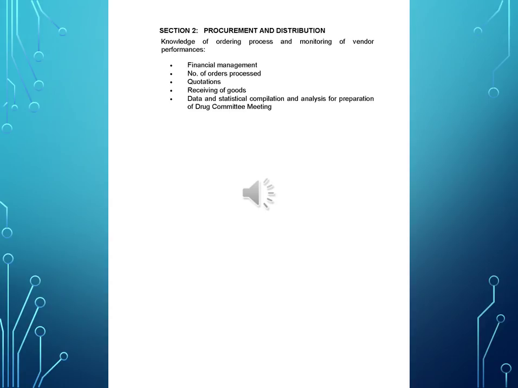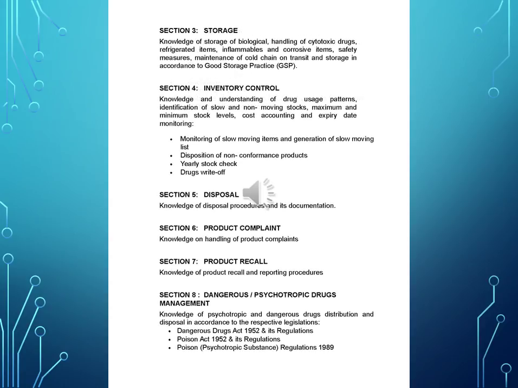Financial management. Number of orders processed. Quotations. Receiving of goods. Data and statistical compilation and analysis for preparation of drug committee meeting. Section 3. Storage. Knowledge of storage of biological, handling of cytotoxic drugs, refrigerated items, inflammables and corrosive items, safety measures, maintenance of cold chain on transit and storage in accordance to good storage practice, GSP.